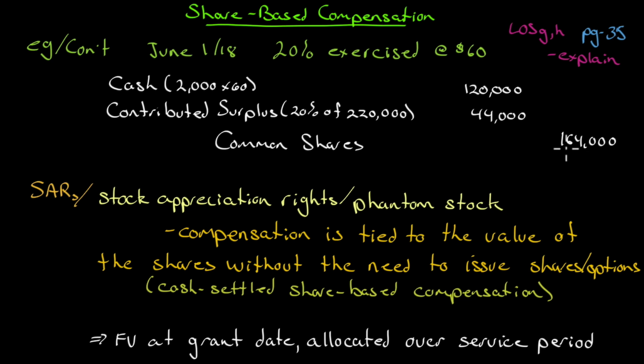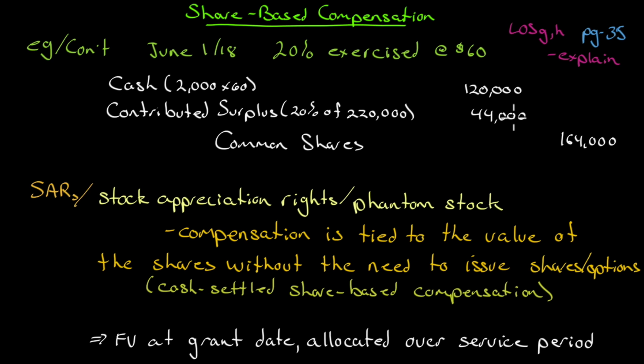So what is left in contributed surplus? It would be the 220,000 minus the 44,000, the share-based compensation that's still left in contributed surplus. So it's easier sometimes when you see the accounting transactions that would account for the transaction itself to figure out where everything happens to be sitting, right?